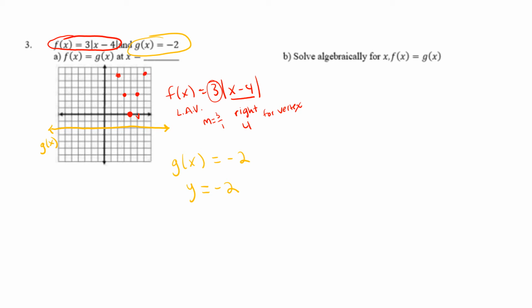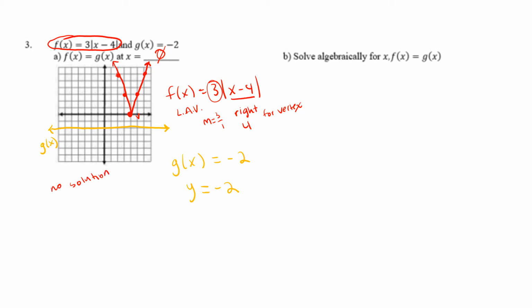Now notice how we can keep going up 3, left 1, up 3, right 1. We're not getting any closer to that line, which is interesting because the point of these problems is to see where these graphs intersect. In this case, they don't, right? We don't have any place where these two graphs are intersecting, so I guess that's no solution. So I'm just going to put no solution for the graph.